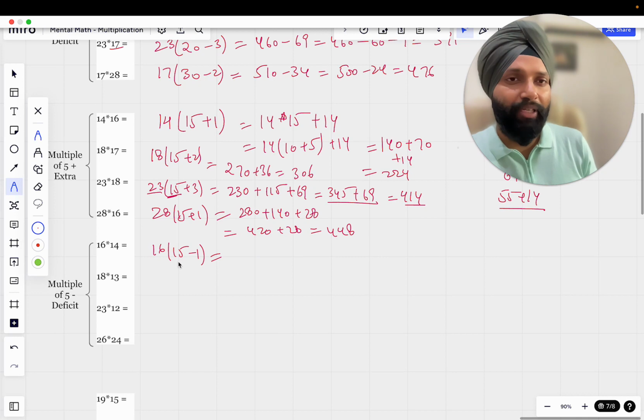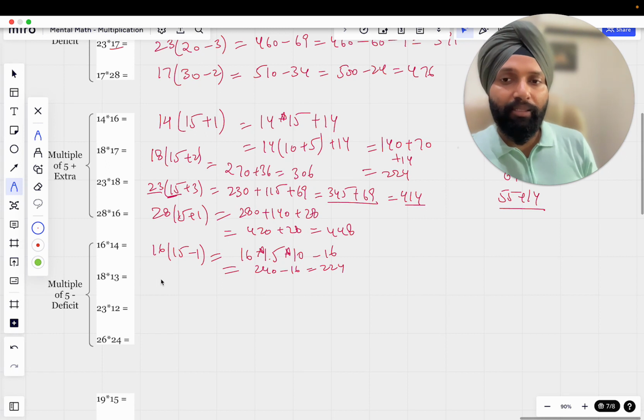So 16 into 15, the way I do it actually in my mind is, this is just 16 into 1.5 into 10. 16 into 1.5 is basically 16 plus 8, so 24. So in my mind this is quite fast. This is just 240 minus 16, which is 224. Similarly this is 18, 15 minus 2, so this is 270 minus 36. So how I'm going to do this is 270 minus 40 plus 4, which is 234.